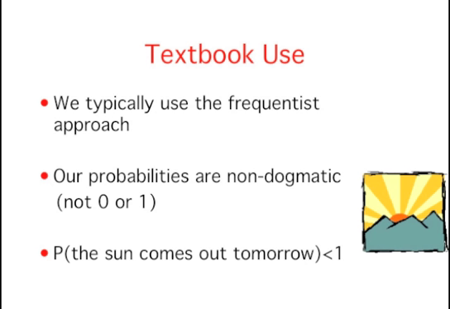Like most work in the field, the present text will usually use the frequentist approach to probability. Moreover, almost all the probabilities we will encounter will be non-dogmatic, that is, neither 0 nor 1. An event with probability 0 has no chance of occurring. An event of probability 1 is certain to occur. It is hard to think of any examples of interest to statistics in which the probability is either 0 or 1. Even the probability that the sun will come up tomorrow is less than 1.